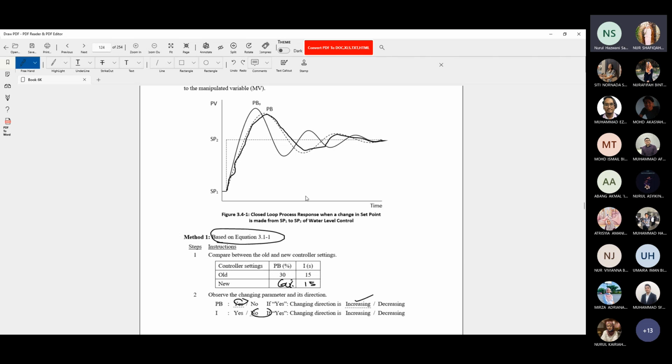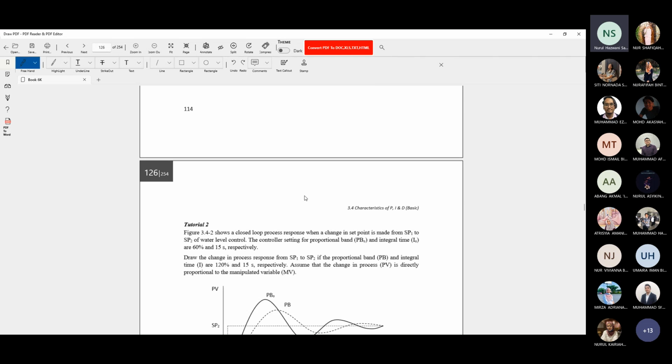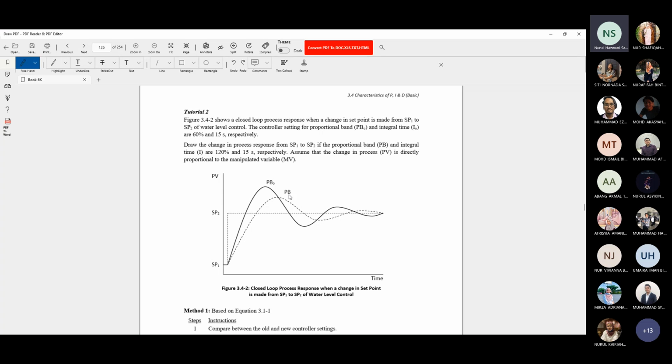Boleh, madam. Okay, maybe we try tutorial number 2 and then we stop. Boleh? Okay, madam. Okay, so now we have a still water level control. So the original value of PB and I is 60%. So this system using PI controller. So the value of original PB and I is 60% and 15 seconds.